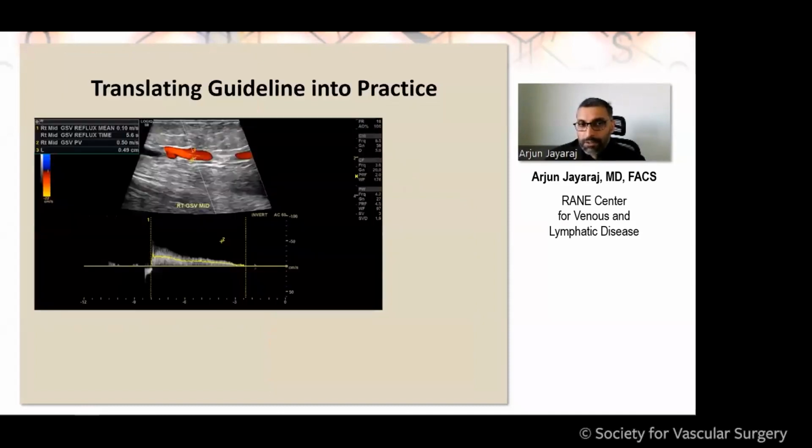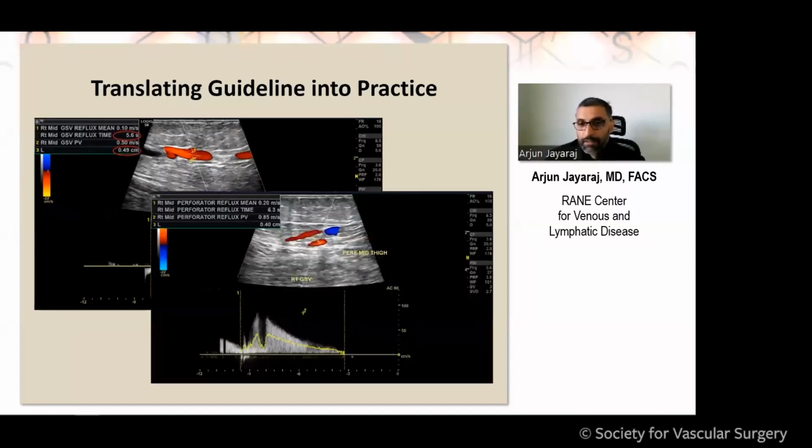On duplex ultrasound, she was found to have a great saphenous vein that was around 4.5 millimeters in diameter, that was refluxing for 5.6 seconds, and she also had a thigh perforator that was 4 millimeters in diameter, and that was refluxing for 6.3 seconds.